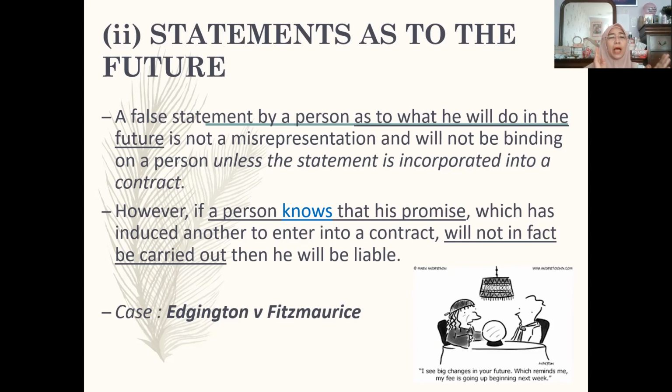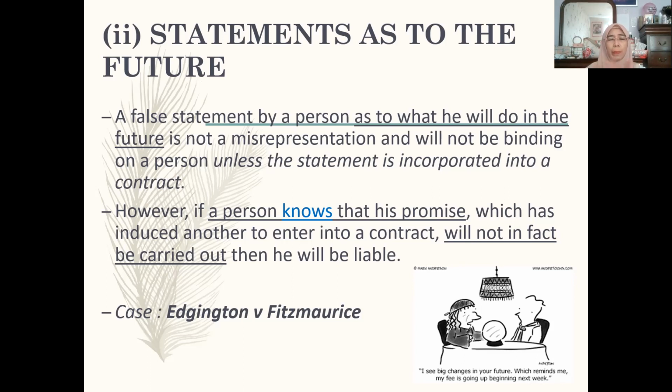Generally, it's not actionable. However, if a person knows that his promise, which is something in the future, which has induced another to enter into the contract, will not in fact be carried out, then he will be liable. When he makes it, it is yet to happen, and it's just a matter of promise. But he knows for sure it won't be carried out. It won't take place whatsoever. So in that particular situation, a statement as to the future is equivalent to a statement of facts. It's considered as a statement of facts.